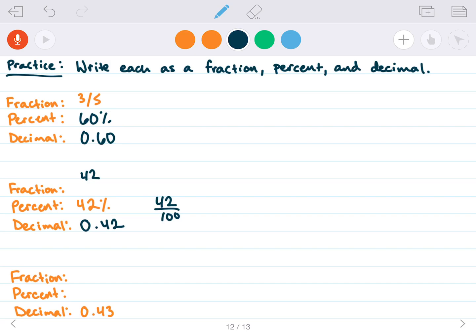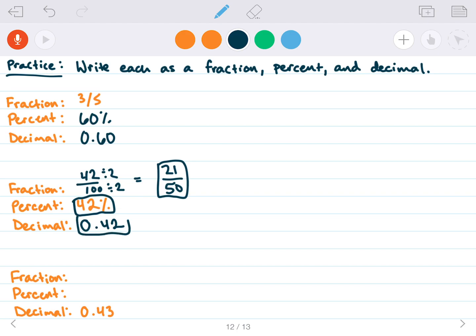So if I start with 42 out of 100, and I first divide by 2, half of 42 is 21, and half of 100 is 50. And I don't believe this can reduce anymore. So we are just left with 21 out of 50 for our fraction. 42% is my percentage, and 0.42 is my decimal. Okay, let's look at the next one.